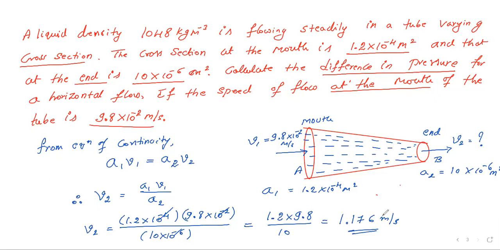Now we found the V2, but what is the question? We have to calculate the pressure difference for the horizontal flow. So according to Bernoulli's principle, let us say the pressure at this point is P1 and at this point is P2. From Bernoulli's theorem, we know that kinetic energy per unit mass, pressure energy per unit mass, and potential energy per unit mass will be constant throughout the flow. So I can apply that concept for both ends.